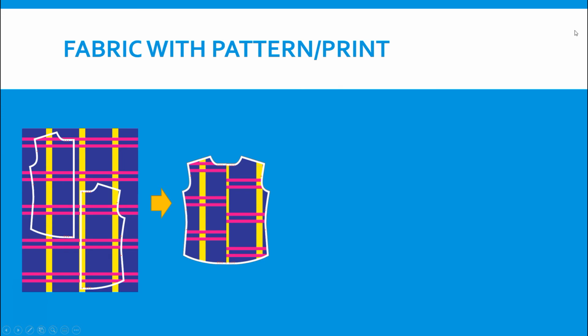And then next, fabric with pattern or prints. If you are using fabric with some patterns or prints, you need to pay some extra attention. For instance, here is a fabric with check pattern. And to save the material, you may position corresponding patterns here and there. So this is the left bodice and right bodice patterns of the shirts.